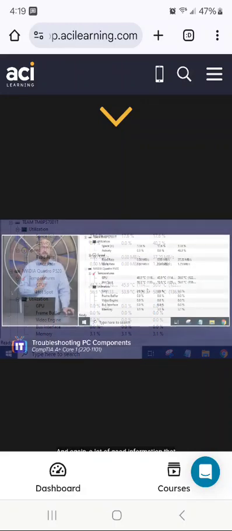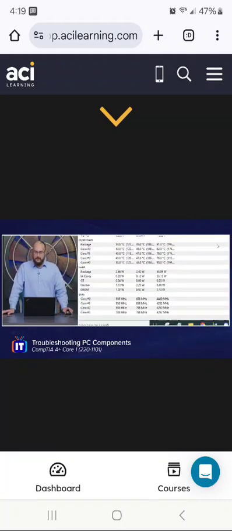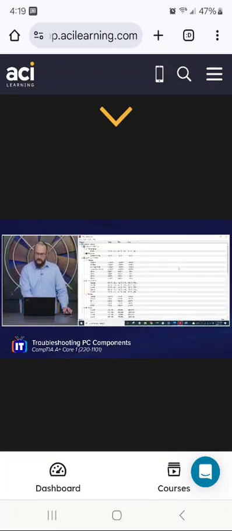And again, a lot of good information that you could use here to figure out, are the temperatures, are the voltages where you need to be? And if they're not within the tolerable ranges that are specified by the vendor, then you can get into some of the troubleshooting on why those voltages aren't where they're supposed to be, or why the temperatures aren't where they're supposed to be. So that's a really good piece of software.